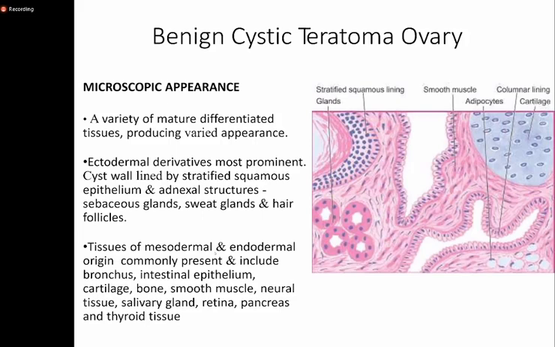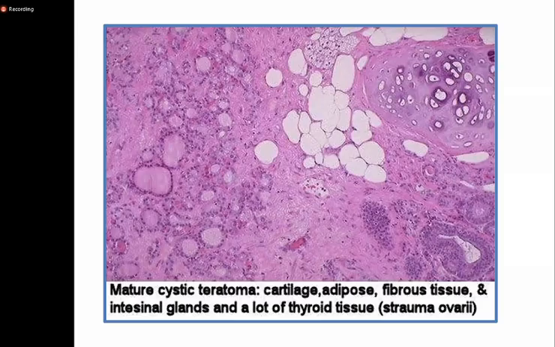And here a histology to show mature cystic teratoma that contains cartilage, adipose tissue, mature thyroid tissue, and a variety of other epithelial lined spaces, which can include intestinal epithelium and so on.